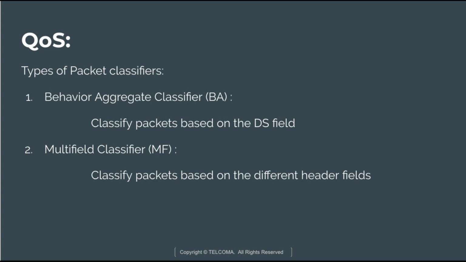Next we will discuss the types of packet classifier. There are two types of packet classifier. The first one is the behavior aggregate classifier, that is defined as BA, and it classifies the packets based upon the DS field, that is the differentiated service field. And after that the multi-field classifier, defined as MF, classifies the packet based upon different header fields, such as source address, destination address, the DS field, protocol numbers, source or destination port information, and the incoming interface. So these are the two types of packet classifier in the differentiated services.